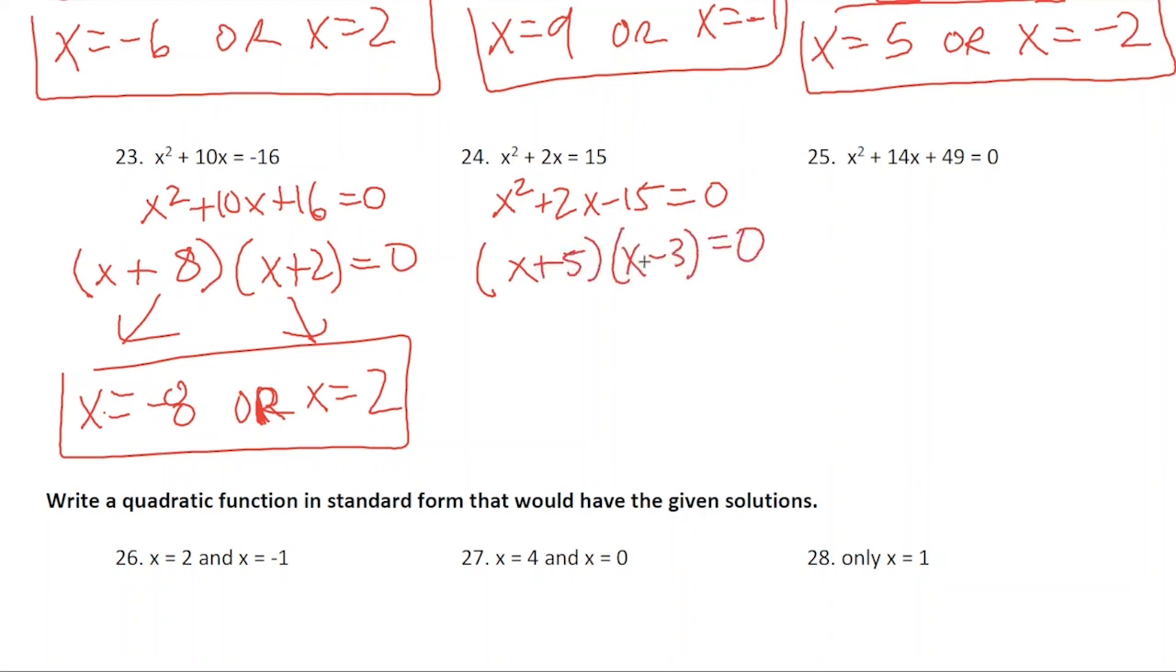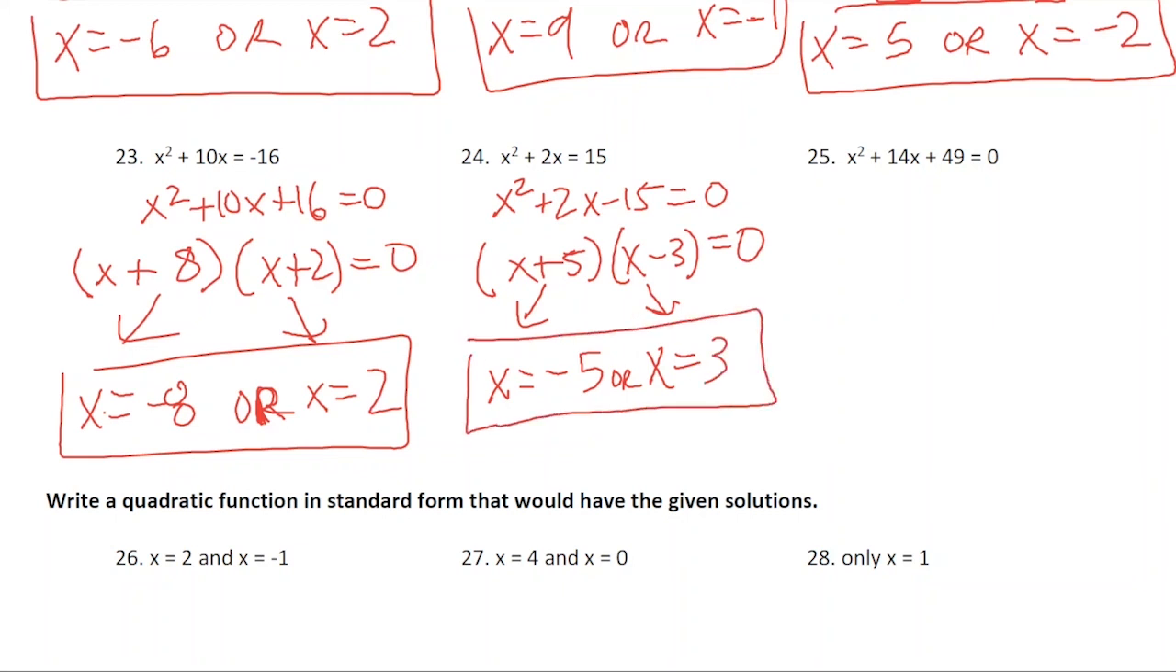It doesn't really matter the order here. I mean, if you were wondering which one do I put first, it makes no difference at all. The order is not important. Multiplication has a property called commutativity, which states that the order doesn't matter. So in other words, 2 times 3 is equal to 3 times 2. X plus 5 times x minus 3 is equivalent to x minus 3 times x plus 5, and so on.